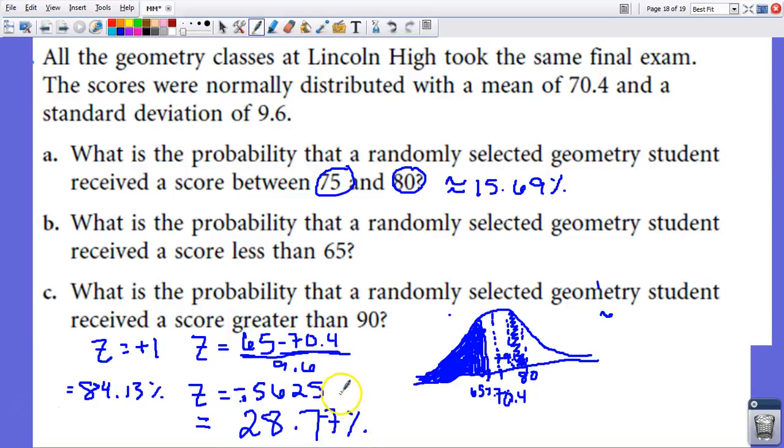Cool. And then what's the probability that a randomly selected geometry student would receive a score greater than 90? So we're looking for 90 over here, right? And the score on the z-table is going to give us everything.